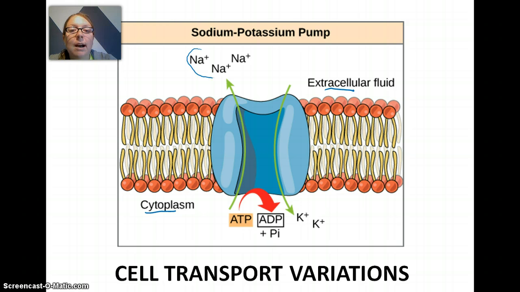Basically, what it does is this membrane protein pumps out a bunch of sodium from the cytoplasm out into the extracellular fluid, and in exchange it swaps the potassium and brings the potassium into the cell. And in order to run the pump, it requires energy in the form of ATP. So that's one variation of cell transport.